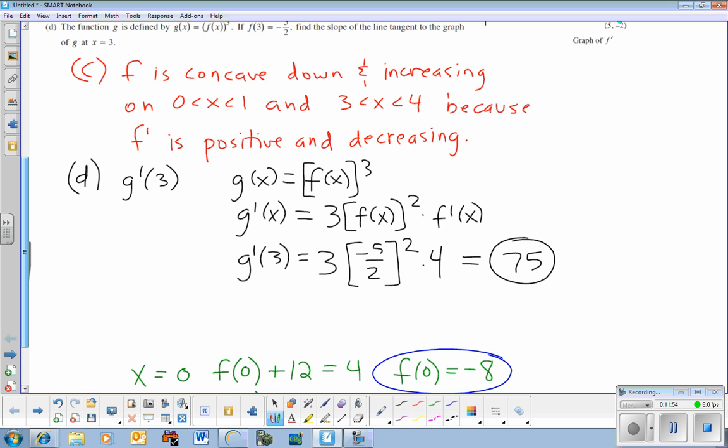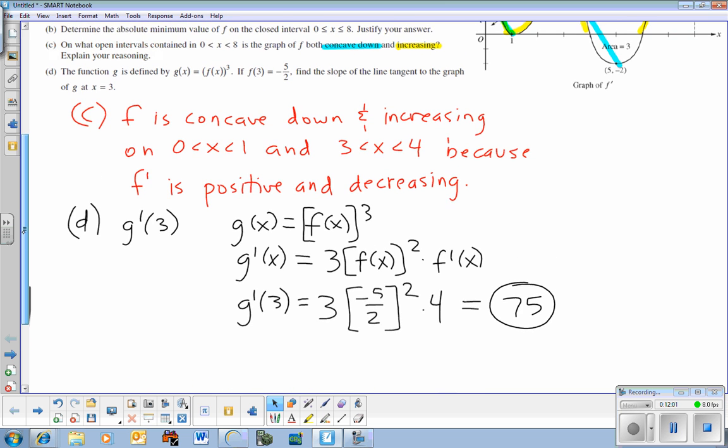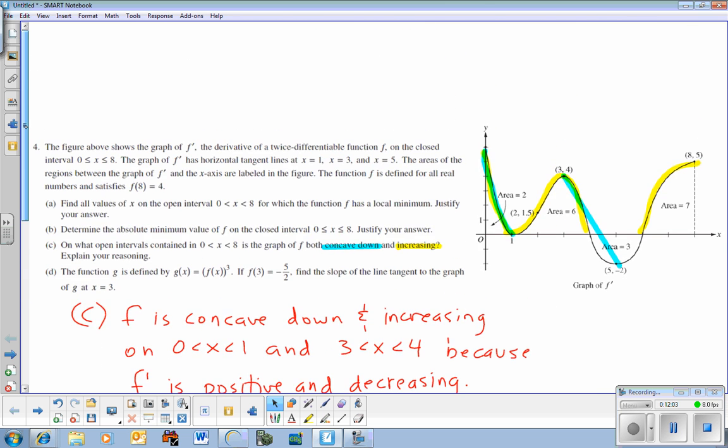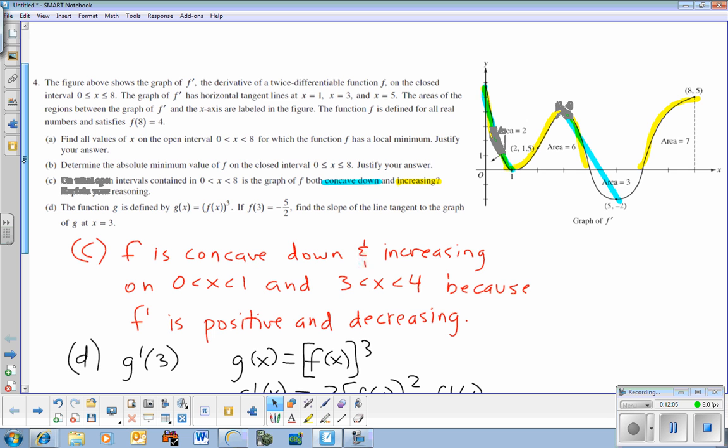So that one wasn't really difficult mathematically. You just had to know what was being asked, and that's what happens over and over again on these AP problems. All right, so there we go. That's our first AP review of a graph problem.